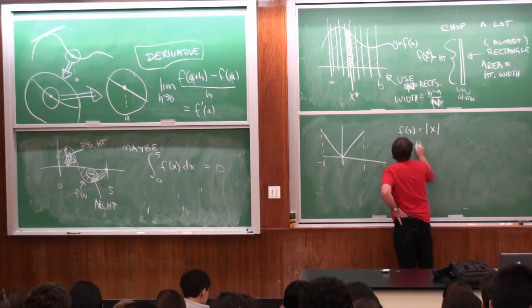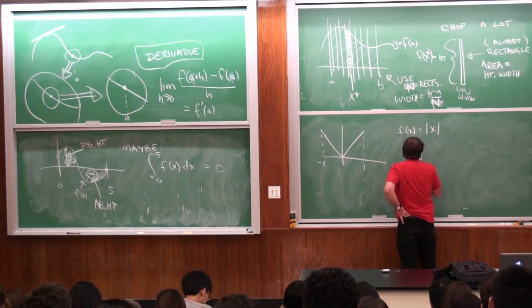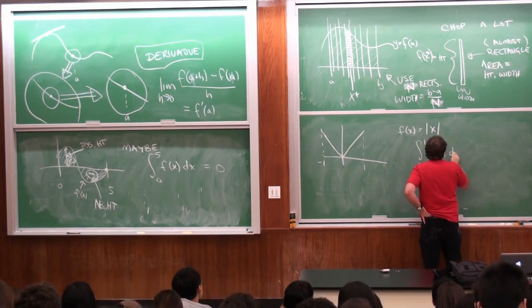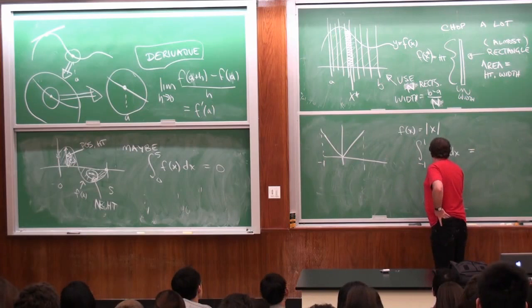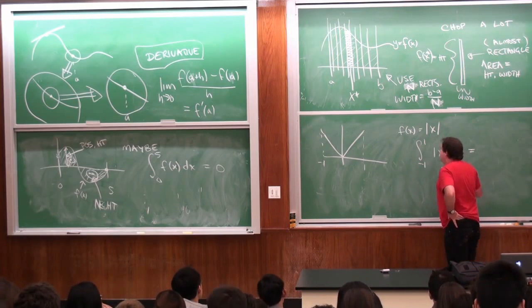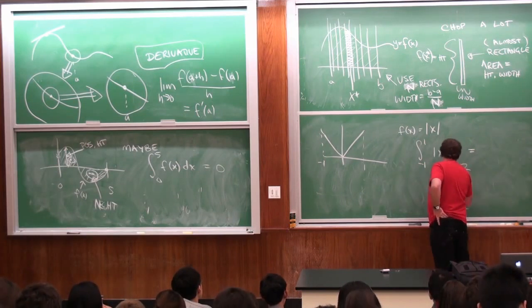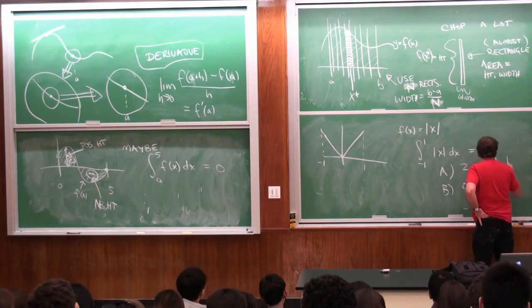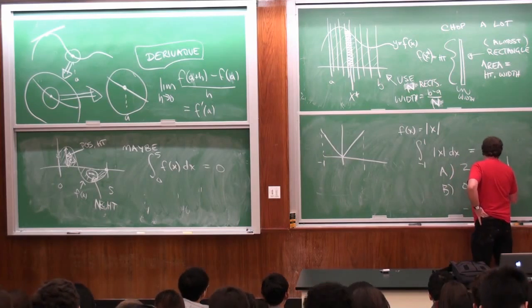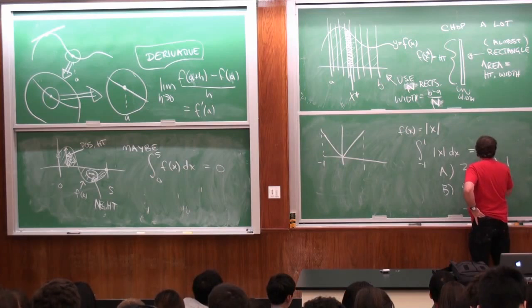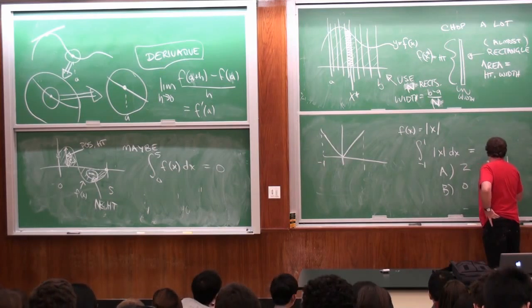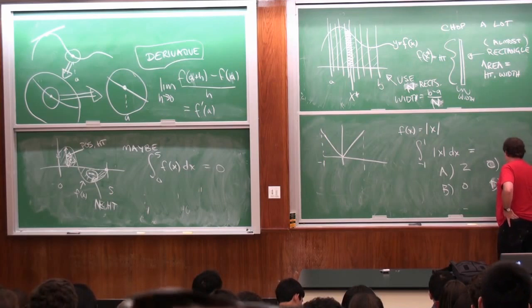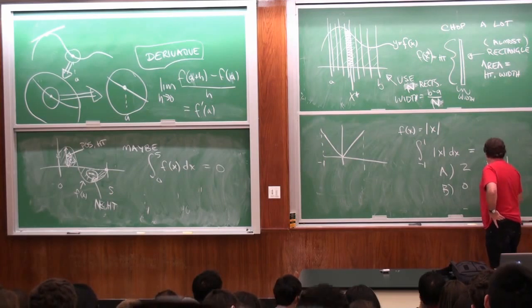So, let's make this be a flipped question. The integral from -1 to 1 of absolute value of x dx is: A, 2; B, 0; 3, 1. That's not a C. C, 1; D, -1. About E.